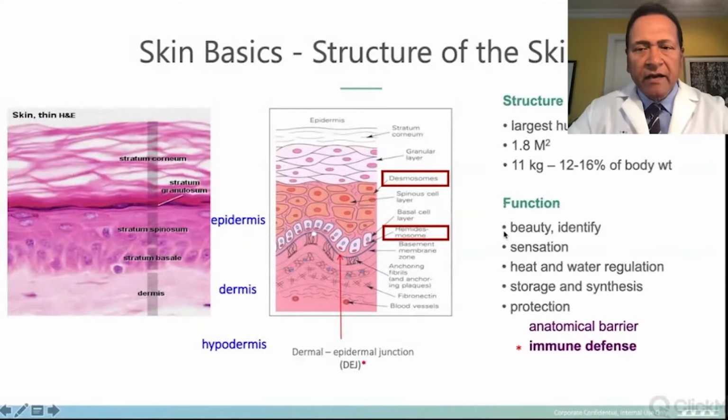So the skin is the largest human organ, and it has several functions in identity, sensation, biosynthesis, but also very important in protection. It provides, of course, an anatomical barrier, but also very important in immune defense.